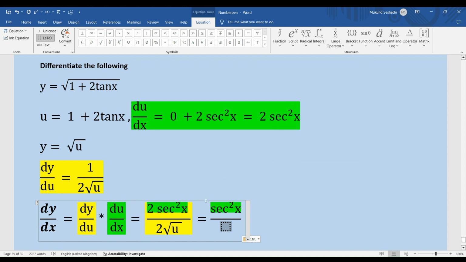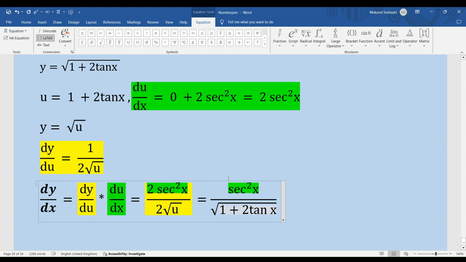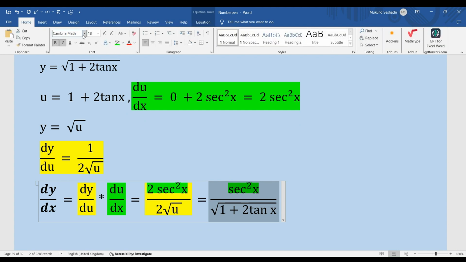And then my final answer is expected to be in terms of x. So what is my root of u? My root of u is nothing but root of 1 plus 2 tan x, right? So there I have my final answer: secant square x divided by square root of 1 plus 2 tan x, right? So let's highlight it in our usual pink. So there we have solved the problem.